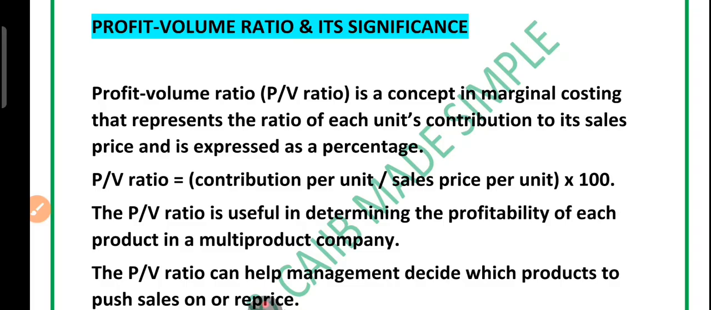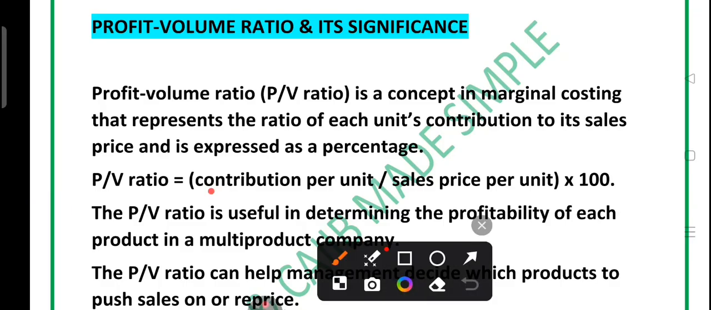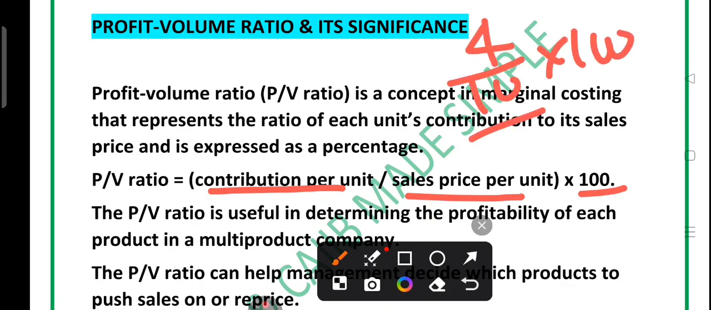In the numerator, we write contribution per unit, divided by sale price per unit, multiplied by 100. So in our pen example, what would that be? 4 divided by 10 multiplied by 100. 10 was the actual selling price of the pen, and out of that we pay for ink, we pay for the plastic, and only 4 rupees is left toward fixed cost as well as the profit, right?